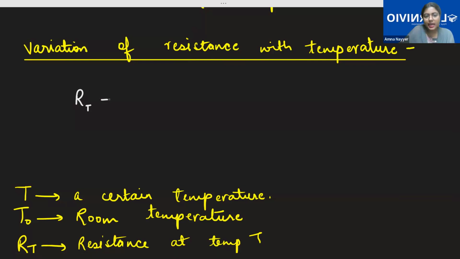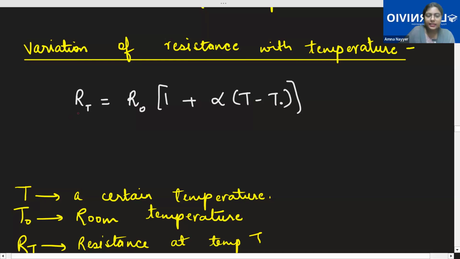Now, the resistance at this temperature T could be known to us or unknown also. Okay, this is not the room temperature. Room temperature, I'll be representing it through T naught. R_T is equal to R naught, fine. R_T is equal to R naught times 1 plus alpha times T minus T naught. See, let me just tell you what the symbols in this formula are.